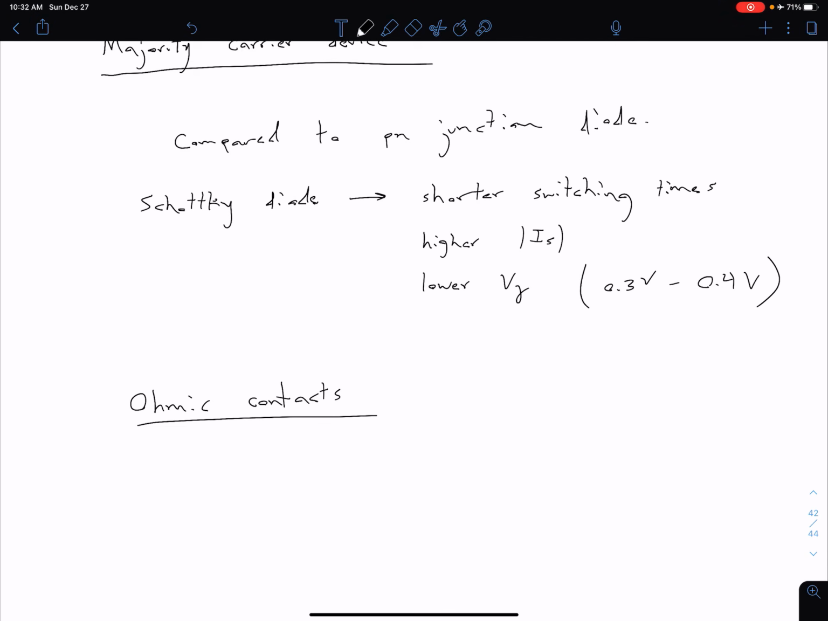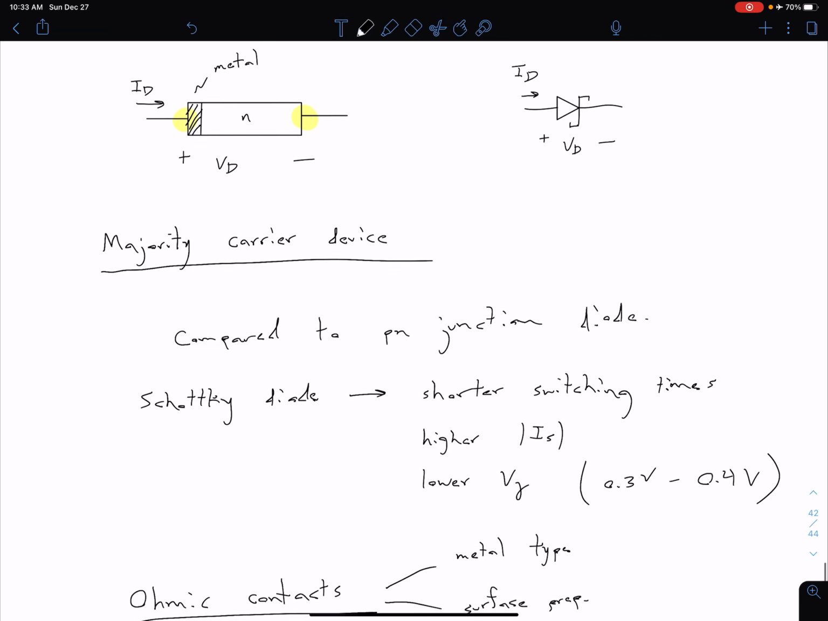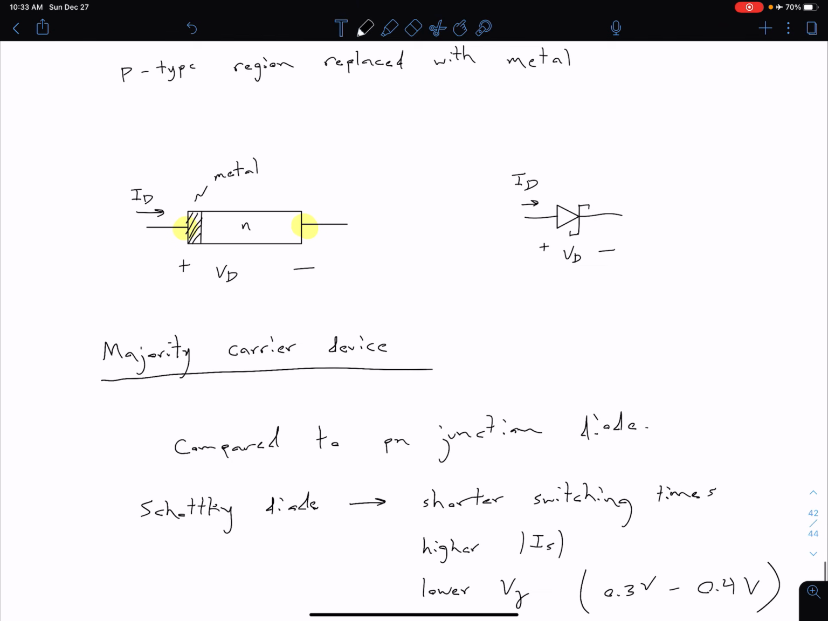Some things that affect whether a contact is a Schottky contact or an ohmic contact are the metal type, so we can use different types of metal. But it's also very important to prepare your surface in a certain way: clean it, do various things, maybe terminate it with a certain element. All of these things are important to make sure we have the right contact. Because if we do have a Schottky contact here as well, then we're going to get some really interesting and unexpected behavior, which we don't want in our circuits.